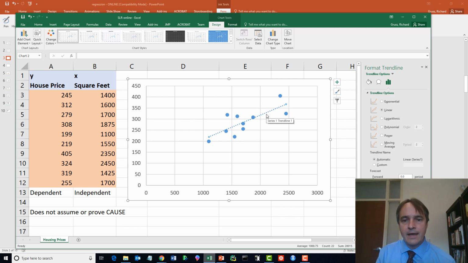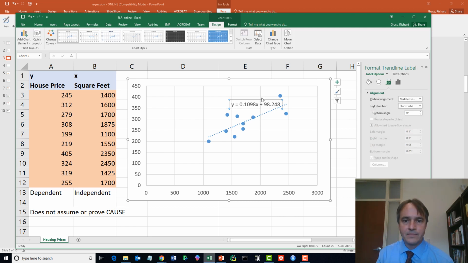Now, as you know, a line has an equation. So you might notice down here on the right, once you've added a trend line, you have the option of displaying the equation for that line on the chart. So I'm just going to do that, display that equation.